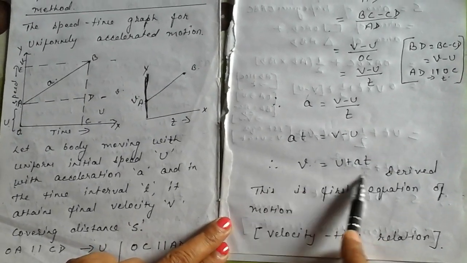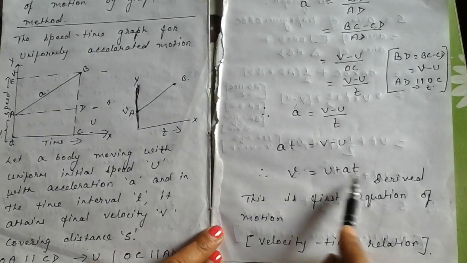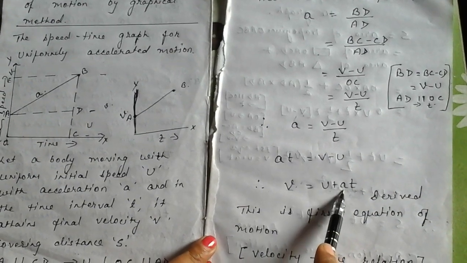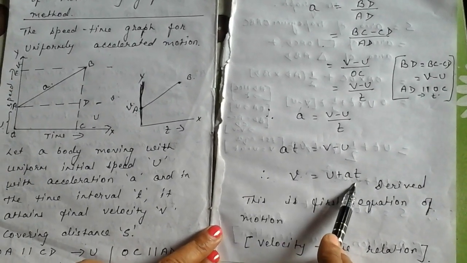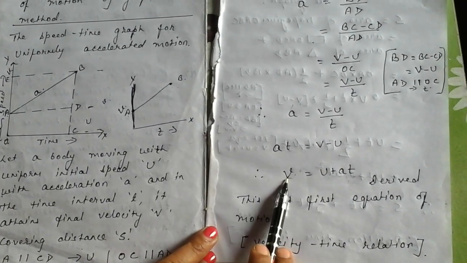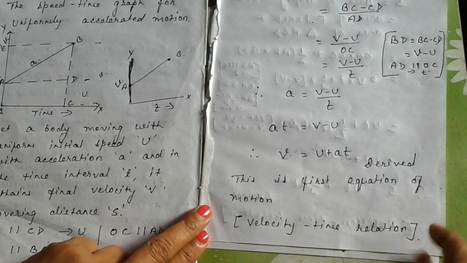This relation shows the velocity-time relation, velocity and time. Then you may think, why not acceleration? Acceleration is the change in velocity, so we are not considering it separately. This finally shows the velocity-time relation. So this is the first equation.